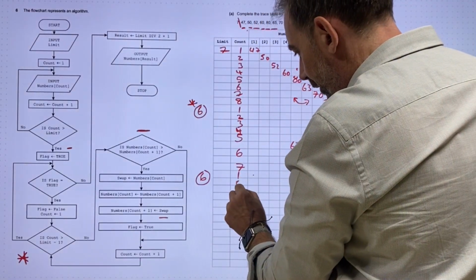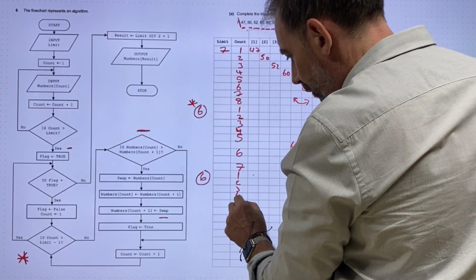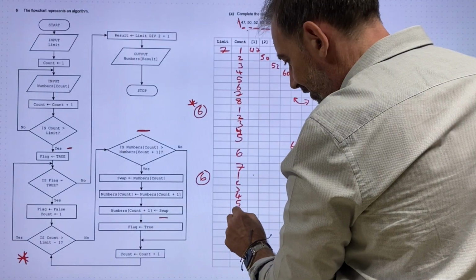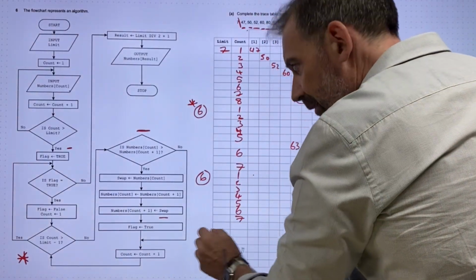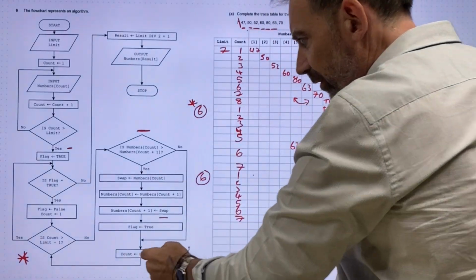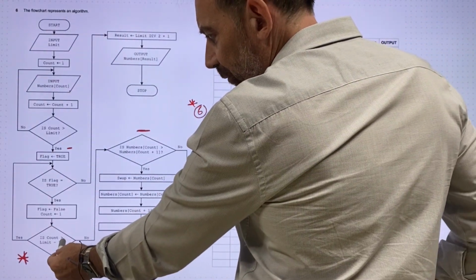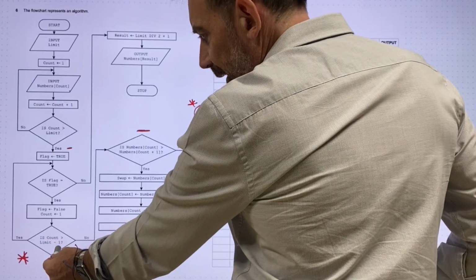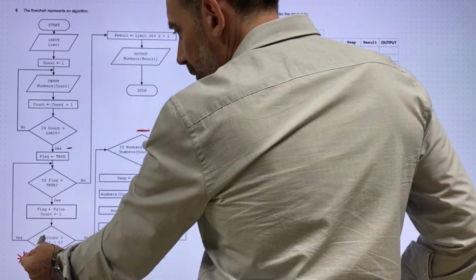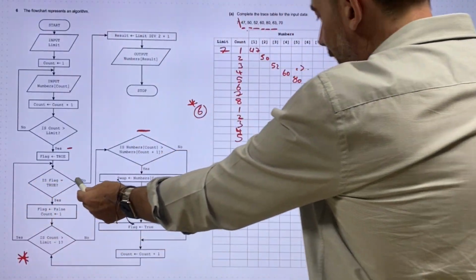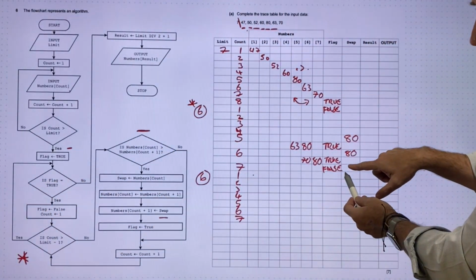So we're going to be looking at this, 3, 4, 5, 6. 1, 2, 3, 4, 5, 6, until we get to 7. So we've gone round and round until we get to 7. Is count greater than limit minus 1? Yes, it is now. So up here, is flag equal to true? No, it's not. It's false.